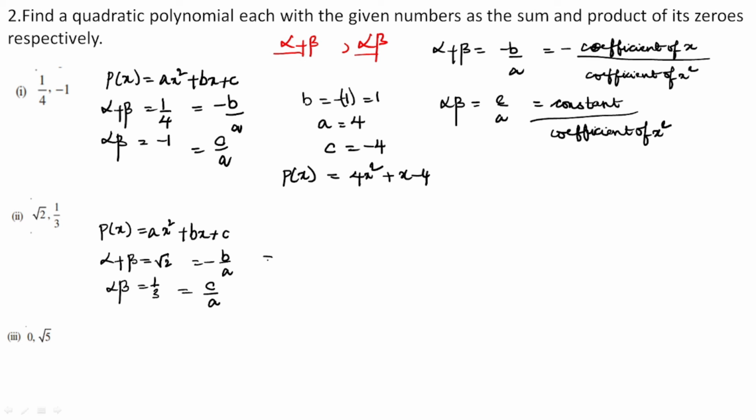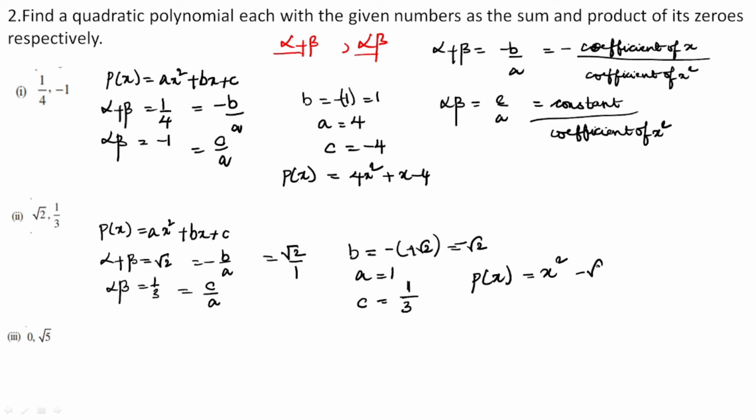Root 2 can also be written as root 2 upon 1. So b is equal to the negative of minus root 2, so b is going to become minus root 2 and a is 1. c is going to become 1 upon 3. The polynomial equation based on these a, b, c values is x square minus root 2x plus 1 upon 3.